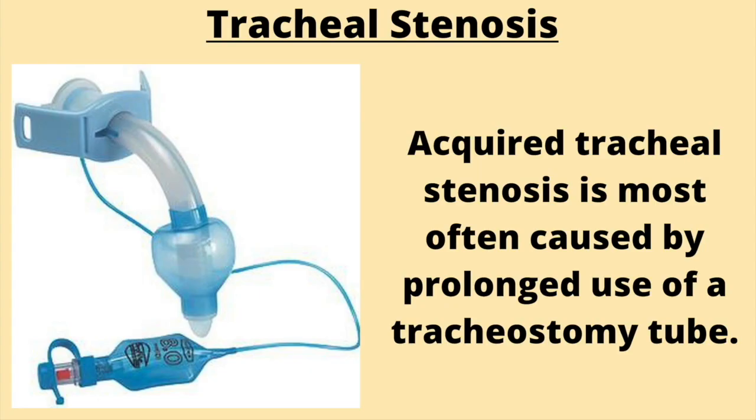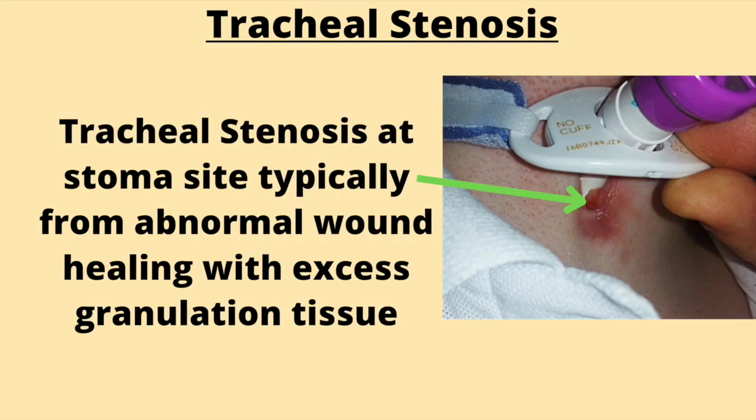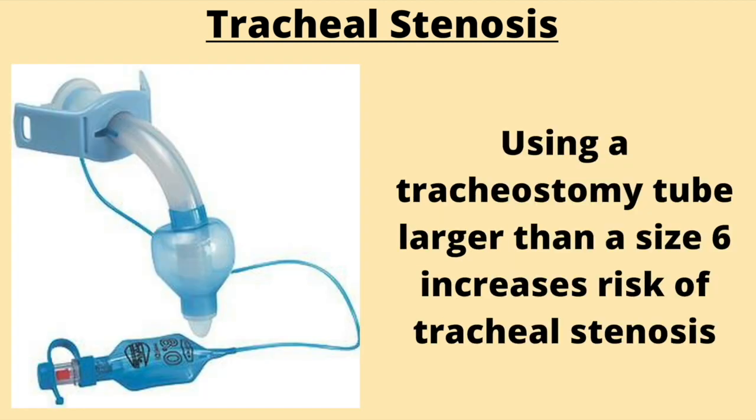Acquired tracheal stenosis is most often caused by prolonged use of a tracheostomy tube. The risk of tracheal stenosis is higher as the length of time the tracheostomy tube is used increases. Tracheal stenosis most often occurs at the site of the tracheostomy tube cuff and at the stoma site. When the stenosis is at the stoma site, it is typically from abnormal wound healing with excess granulation tissue around the tracheal stoma site. Using a tracheostomy tube greater than a size 6 also increases the risk of tracheal stenosis.